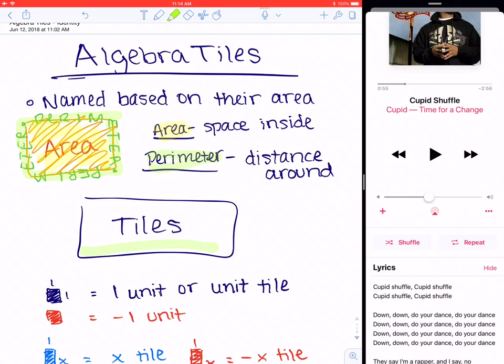Now the tiles have two sides. One side is going to be a color and the other side is always going to be red. And the red side always indicates that it's a negative. So this would be 1 unit, whereas this would be -1 unit.